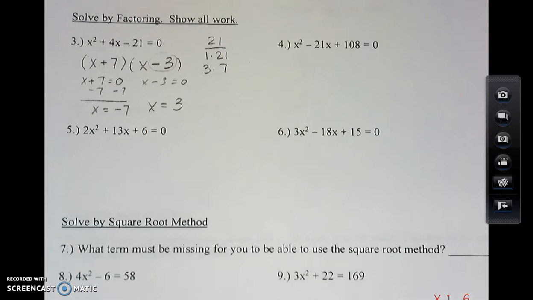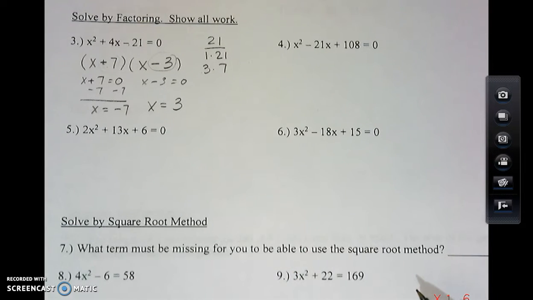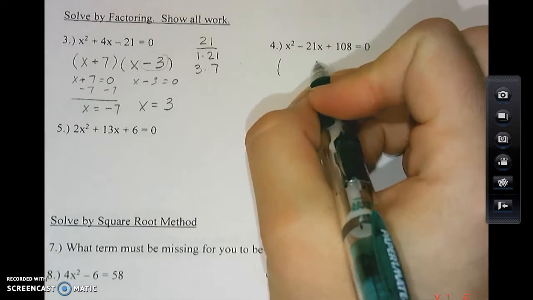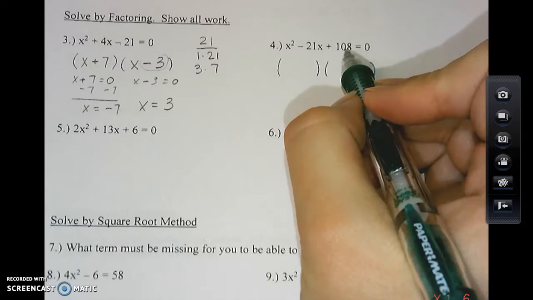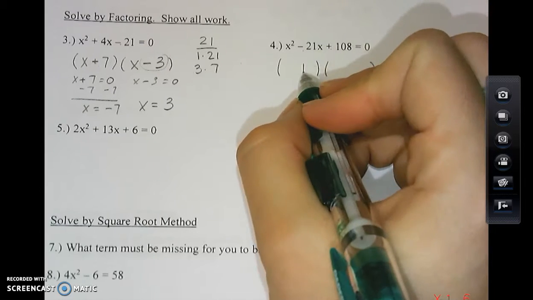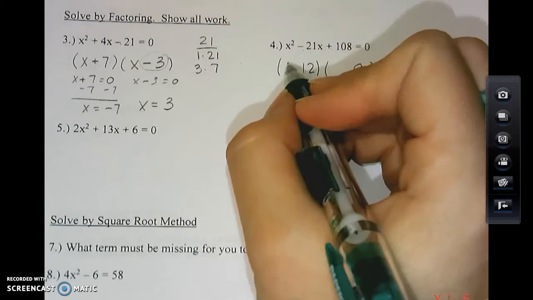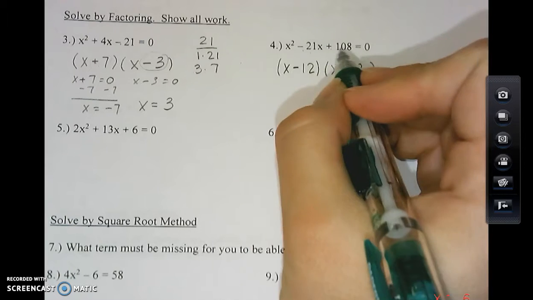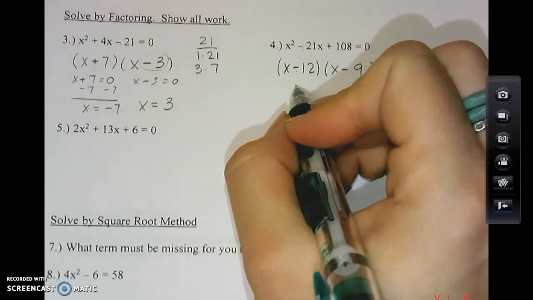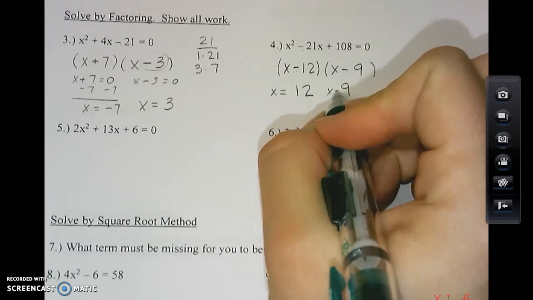Okay? All right, I want you to pause the video right now and try number 4. So go ahead and pause it. All right, hopefully you paused it and you have an answer. So let's take a look. Open up two sets of parentheses. I'm looking for factors of 108 that add to give me 21, and that's actually going to be 12 and 9. This would be x and x. Bring down the minus. This is a plus, so they have to match. So that would be minus. So my answer here is going to be a positive 12 and a positive 9.